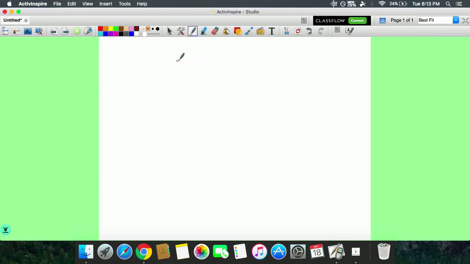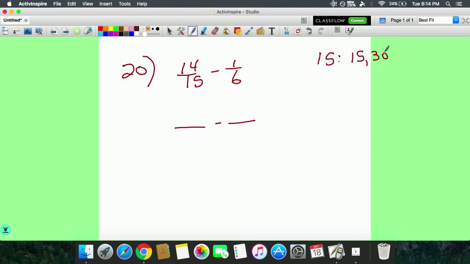Okay. Let me pick another one. Let's pick 20. 14 over 15 minus 1 over 6. Again, the denominators are different, so you want to find an equivalent fraction. Let me just do this here on the side. 15 times 1 is 15, times 2 is 30, times 3 is 45, times 4 is 60, and so on. 6 times 1, times 2, times 3, times 4, times 5, times 6, and so on. Is there anything that they share? Yeah, you can see that they share 30. That comes out first. So the LCM is going to be 30.